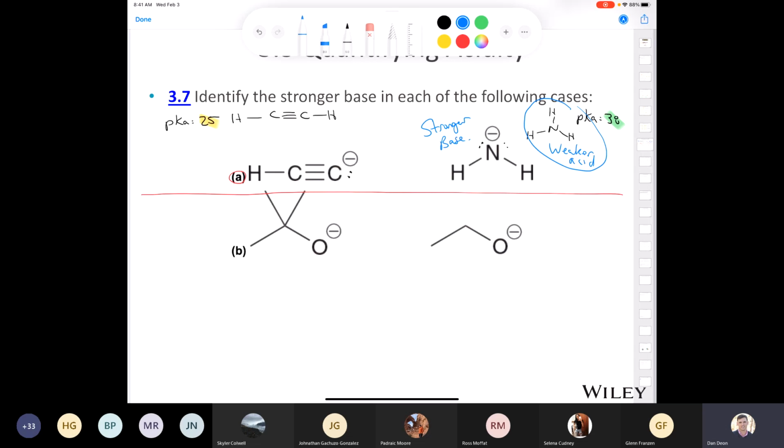I'm going to give you a second to flip back to the table and see if you can figure out the answer to these ones here. Could you tell me which one of these is the stronger base? I'll give you a second to think about it.